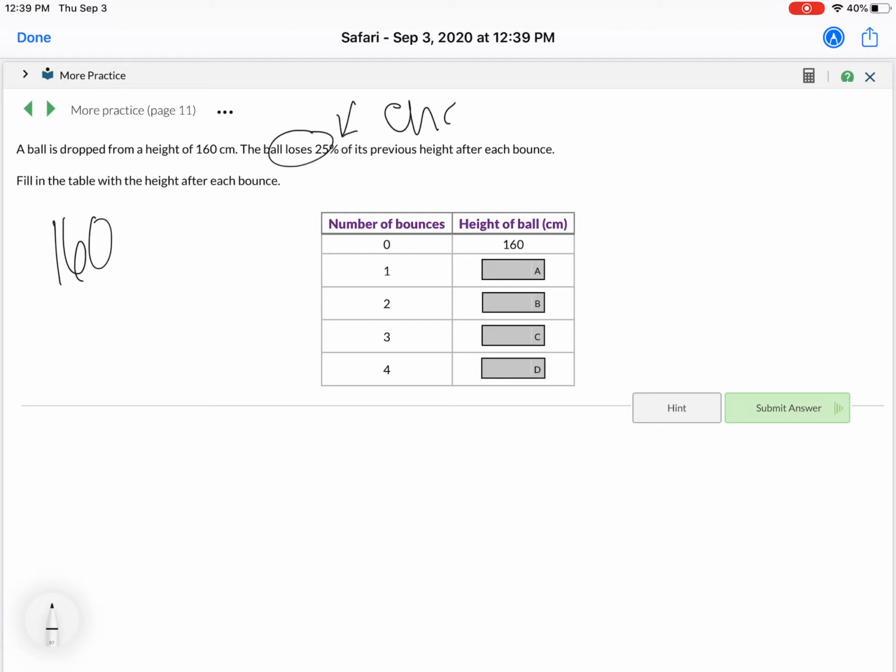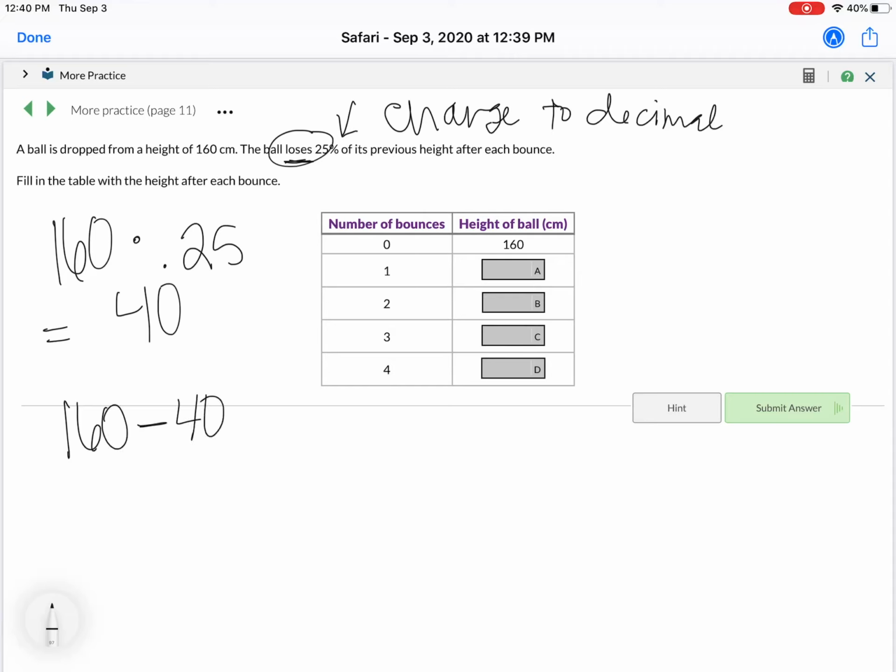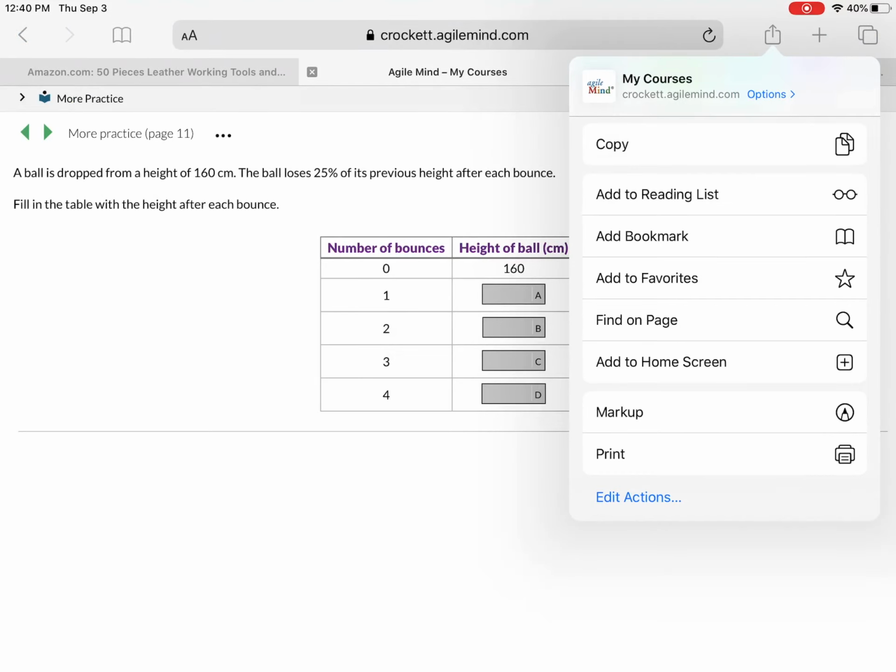So first, we have to change 25% to a decimal, okay? Now, 160 times 0.25 gives us 40. Since it says it loses, we have to say 160 minus 40 is 120, okay? Then we keep doing that pattern all the way down till we get to the last block. Got it?